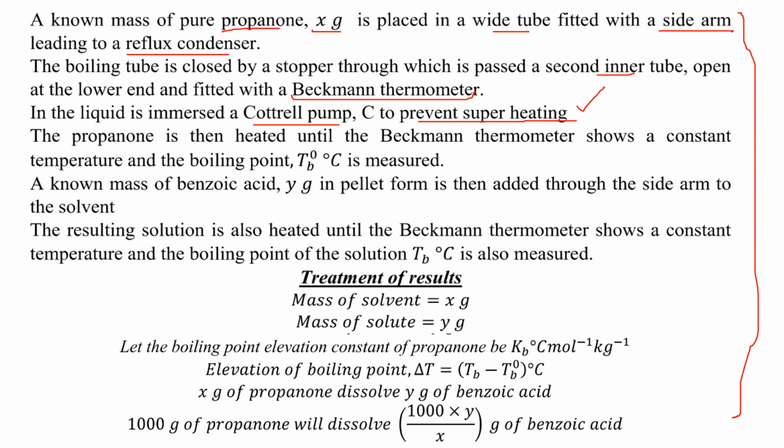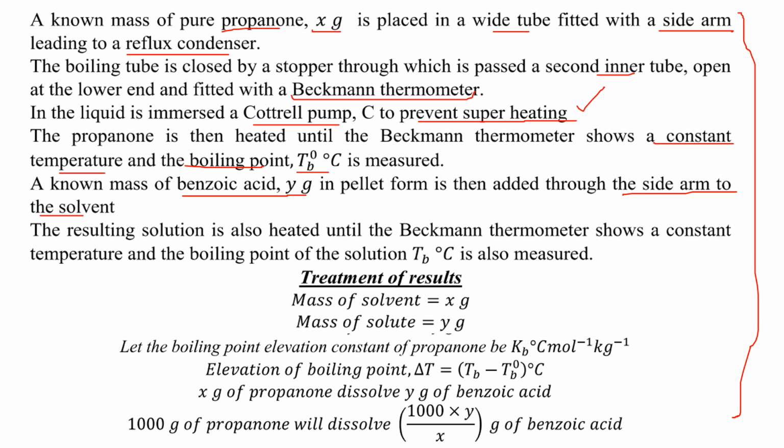Now the propanone is then heated until the Beckman's thermometer shows a constant temperature, and that's going to be noted as T0B, at which the boiling is going to start to occur. Remember that when we defined boiling point of any component, we told you that it's a constant temperature at which the vapor of the liquid gets in equilibrium with its own liquid. So also here, you are supposed to tell us that the Beckman's thermometer must show a constant temperature, because the boiling is going to take place at a constant temperature. Now a known mass of benzoic acid, Y grams, which is our solid, is going to be added from the side arm to the solvent.